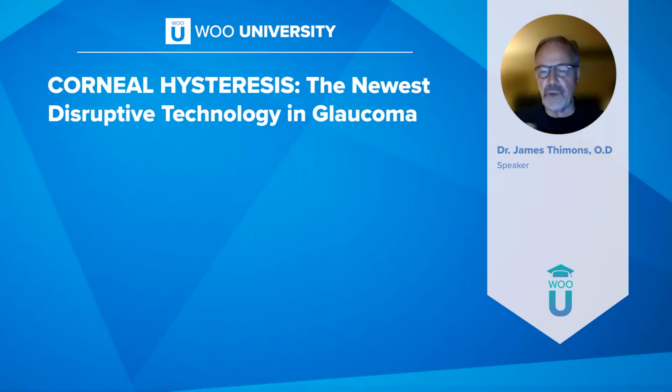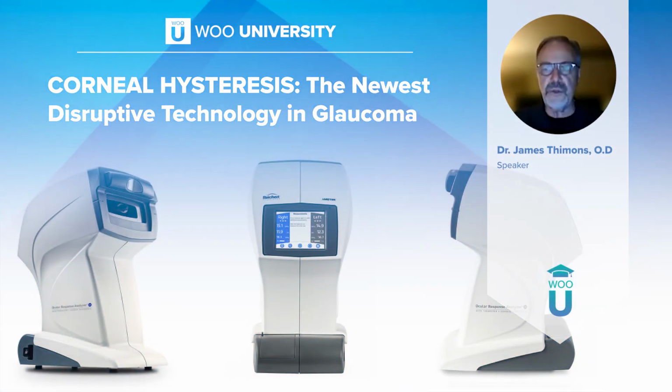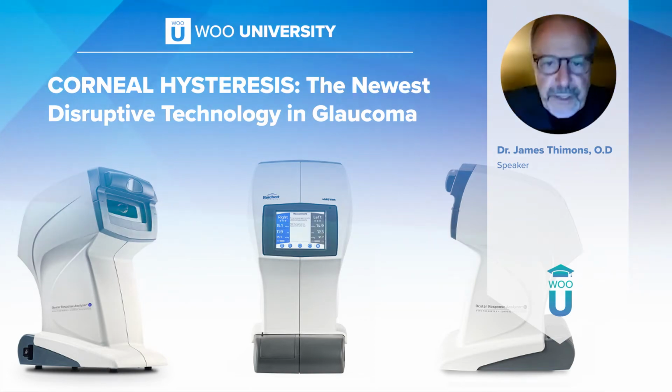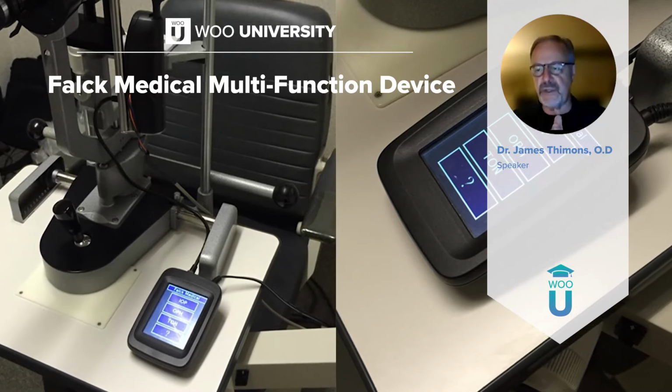Corneal hysteresis has been around for a while. This is, without a doubt, the best tool we've ever derived to know who within the glaucomatous population is going to demonstrate progression. So this is your rapid progressor identifier, I guess would be the best way to phrase it. This is the Falk multi-function device. This device basically replaces your Goldmann tonometer.